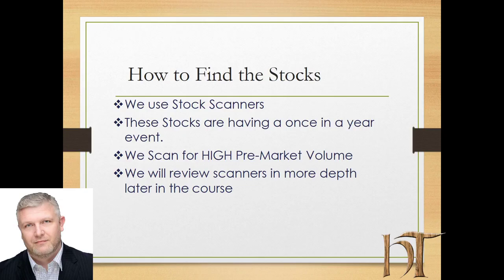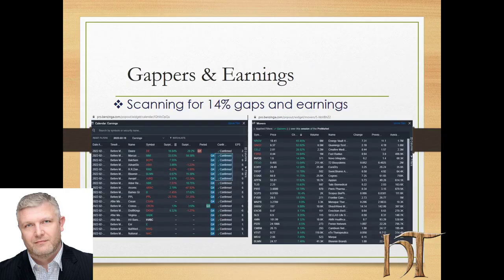So as soon as I set up my platform each morning, I have the same routine. I look for gappers, and I look at stocks that are reporting earnings. So this is Benzinga, for example, and I'm scanning here on this one. I'm looking for stocks that in the pre-market session are gapping up at least 14%. But here I've got the calendar, and it's got the earnings. So which stocks are announcing earnings as well.